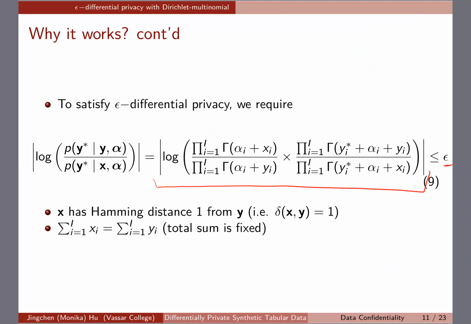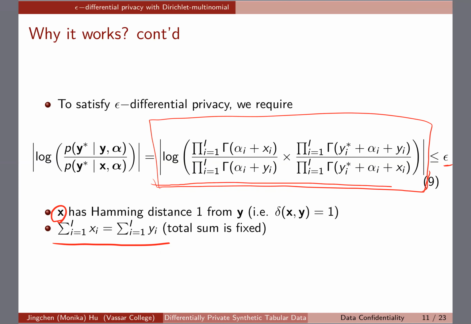And keep in mind, x has Hamming distance 1 from y, and the total sum is fixed, okay? So it is very symmetric, as you can see, what we have in this part, okay? Because we want to bound this above by epsilon, we should think about what is the maximum possible value for this and what is the minimum possible value for this. I should say without the absolute sign. So we're able to show what alpha needs to satisfy.